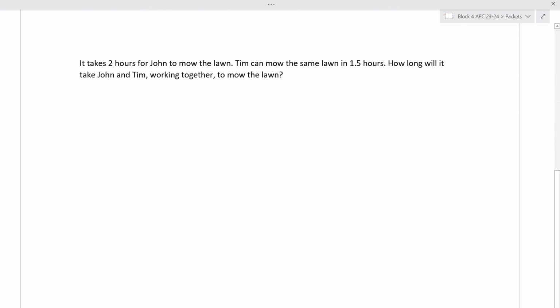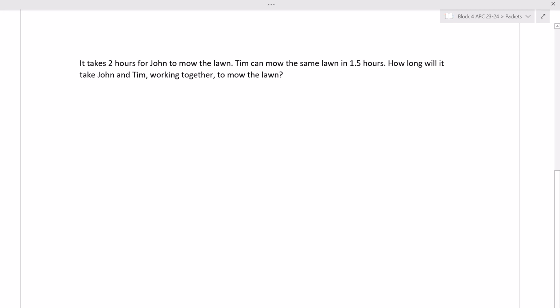Okay, here's a problem that you've never seen anything like this before. It takes John 2 hours to mow the lawn. Tim can mow the same lawn in 1.5 hours. Never seen anything like this before. How long will it take them working together to mow the lawn? Okay, maybe you've seen exactly this problem.